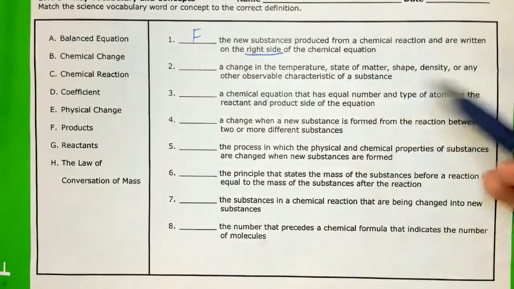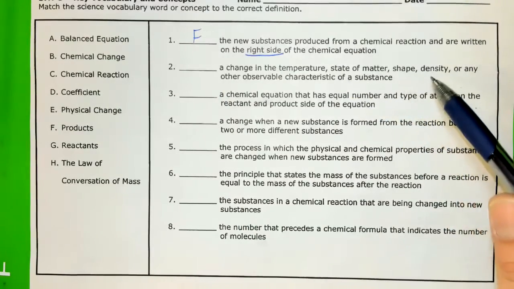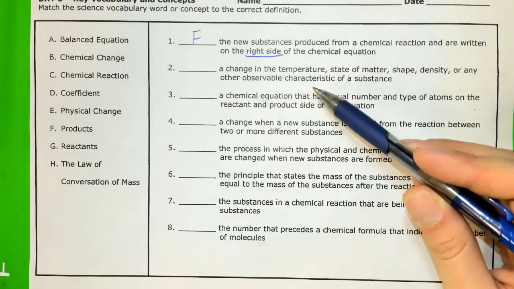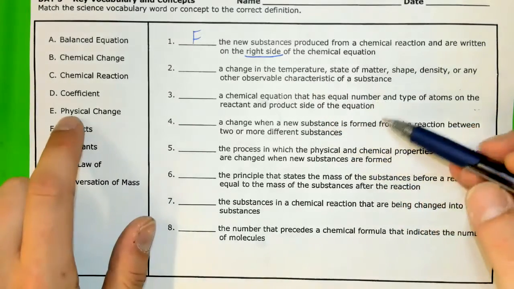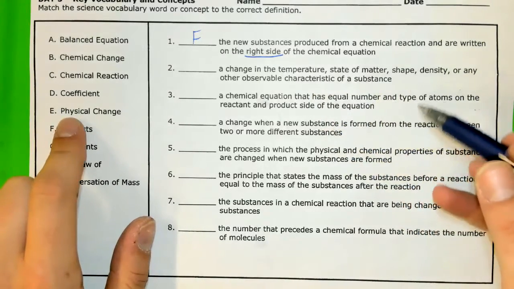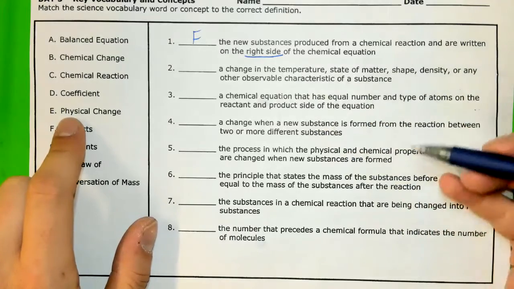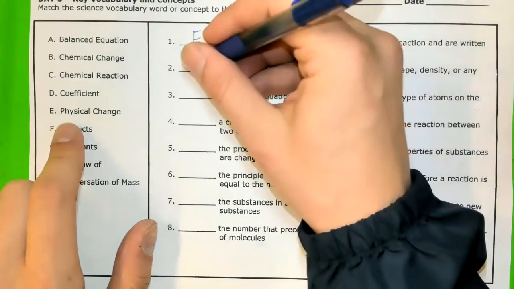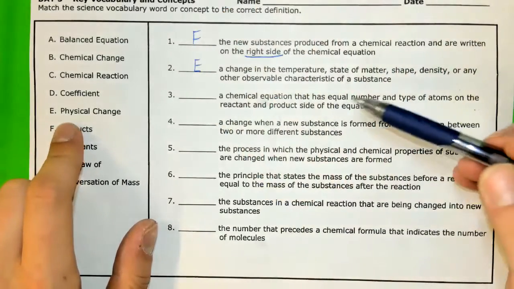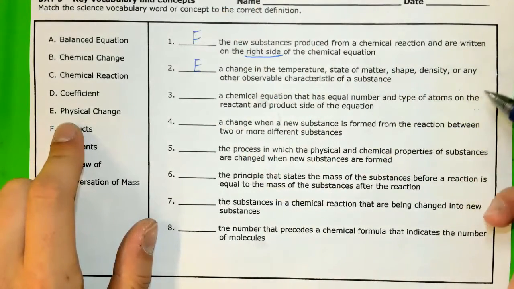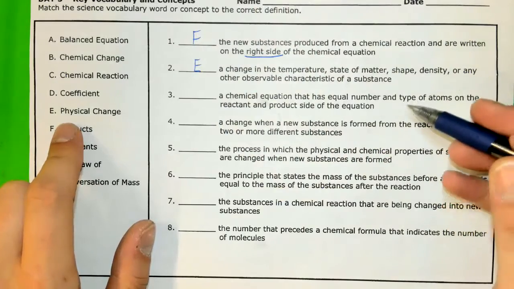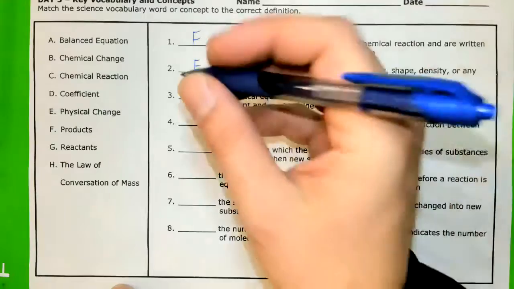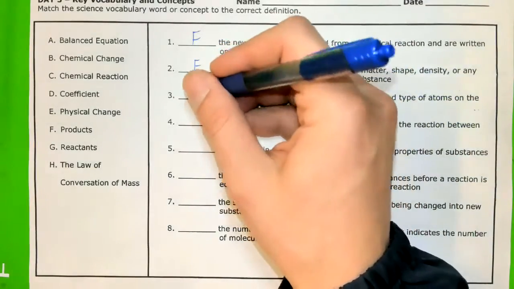A change in temperature, state of matter, shape, density, or any other observable characteristics of a substance, all right? So whenever something changes, all right, and we can see it, this would be our physical change, right? So good, E, physical change. Next, a chemical equation that has an equal number of types of atoms on the reactants and product side. So equal is the key word there, equal number. That means you're balanced, all right? It means you're balanced, A.